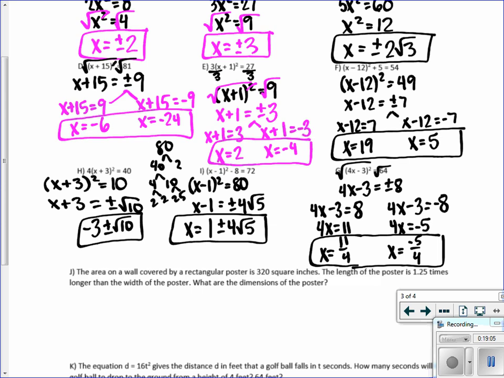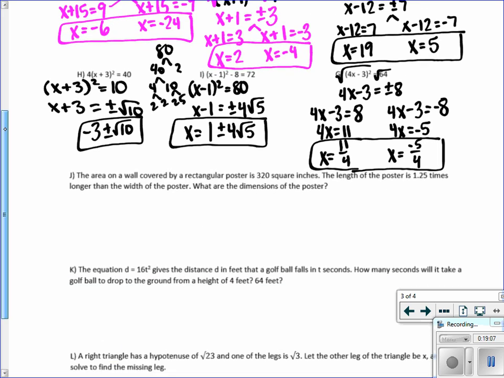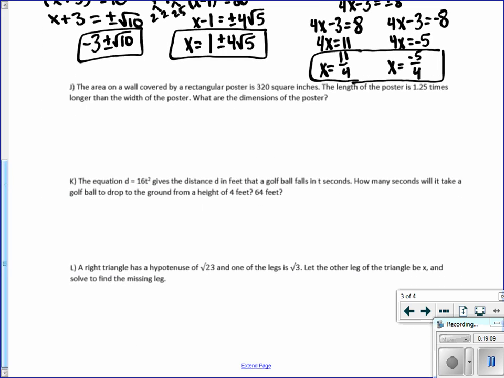Okay. So we're going down to the word problems. On that first one, the area of walls covered by a rectangular poster is 320 square inches. The length of the poster is 1 1/4 times longer than the width of the poster. So then what are the dimensions? Talks about area. Area is length times width, so we need to write out the length and the width. How do we describe the length? 1.25 times. Okay, so how would I write that algebraically?